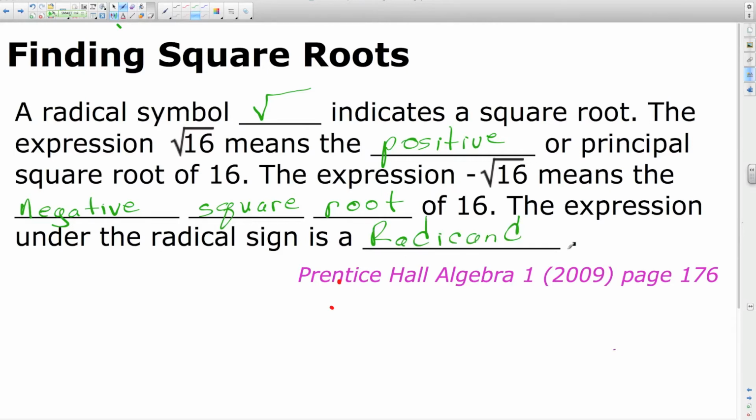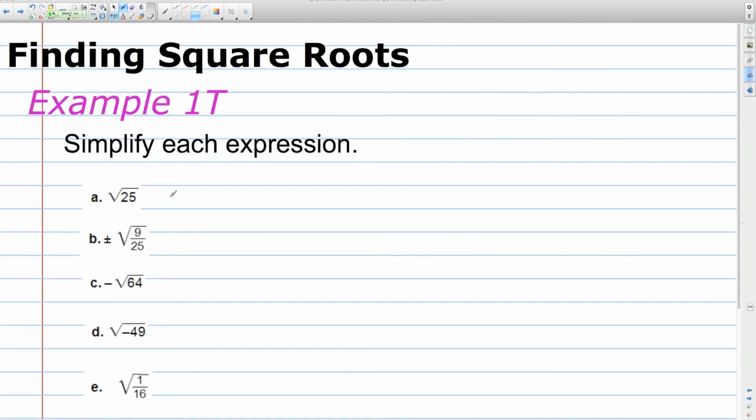Again, if you want, you could have done that as a reading activity, fill in the blank, then watch the video to see if you got the answers right. Let's move on to finding some square roots in example 1. Here we are actually finding square roots in example 1. We're told to simplify each expression.